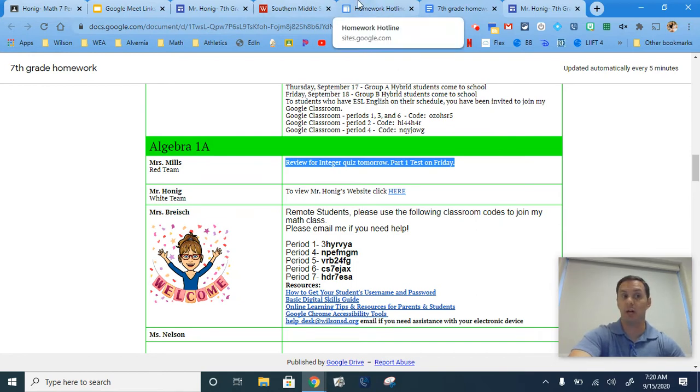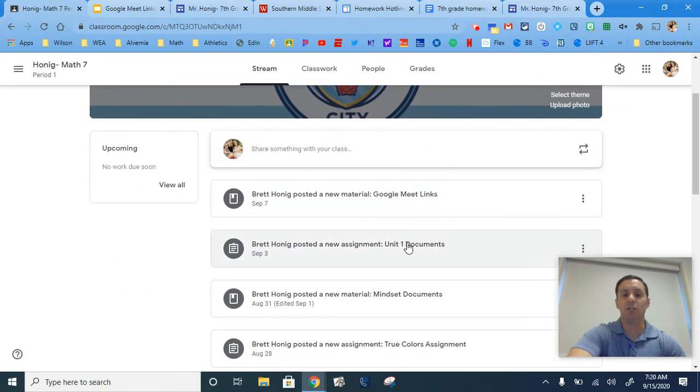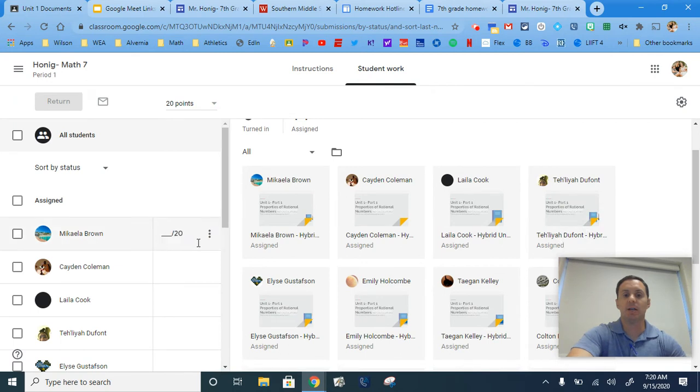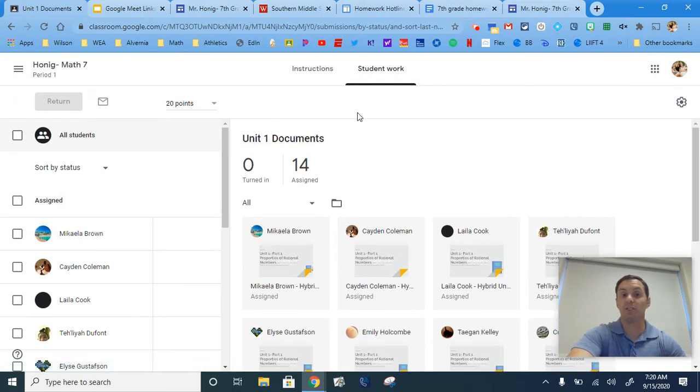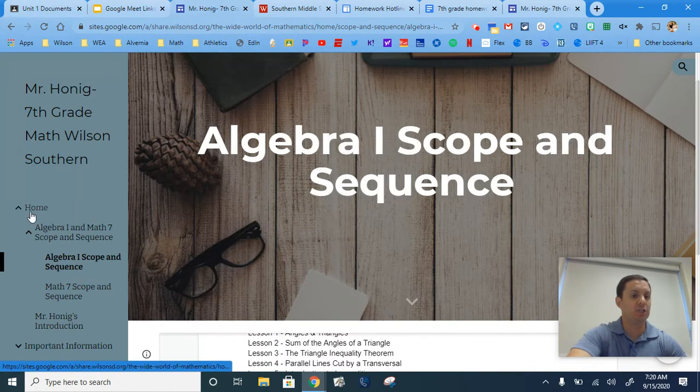We also use Google Classroom. Okay, so in Google Classroom, that's how we are sending out all of our work to students. Okay, and you see here are the Unit 1 documents, and then Mrs. Mills is going to go through what this is actually going to look like. Okay, further, touching on the syllabus.